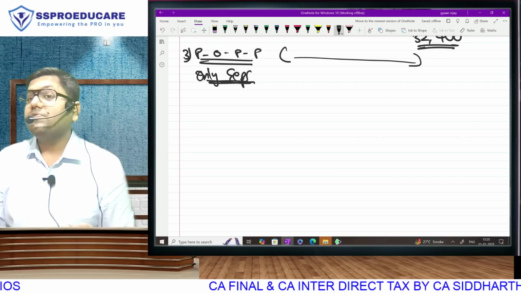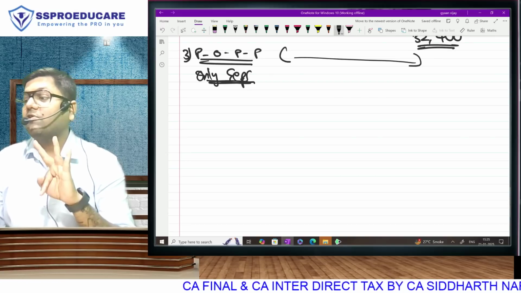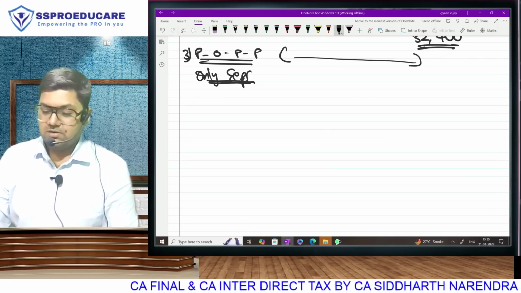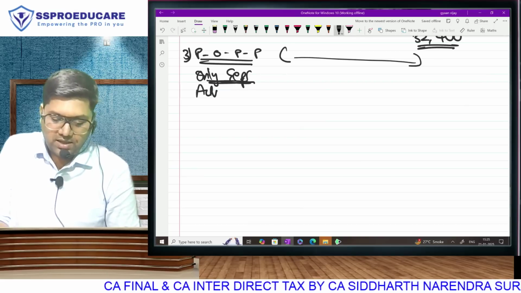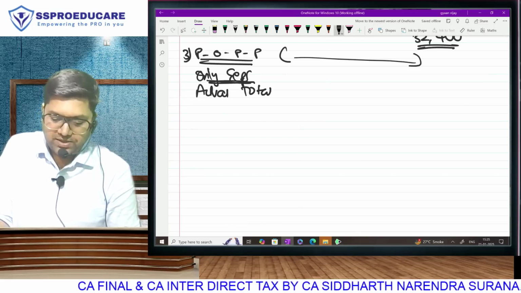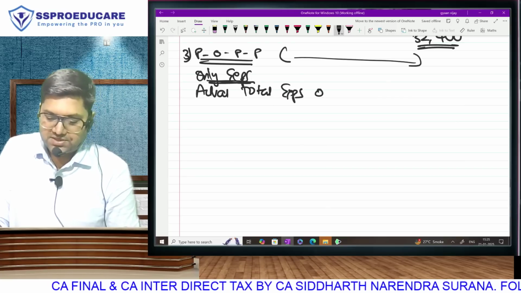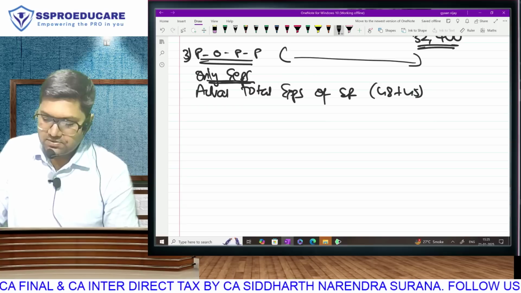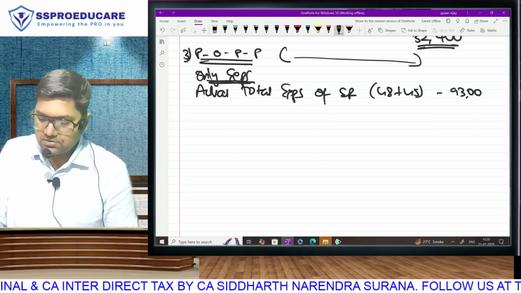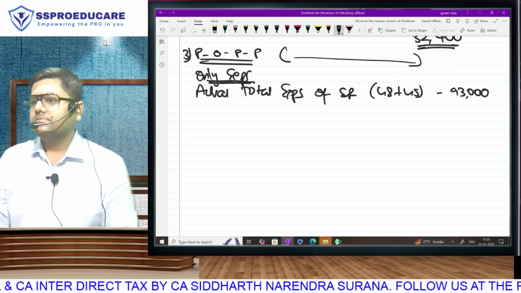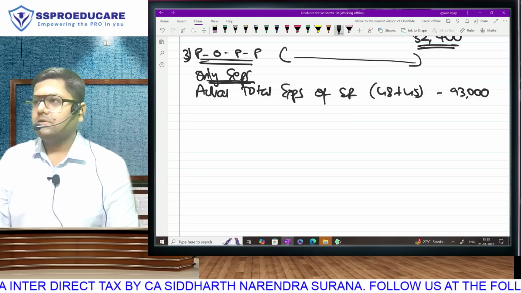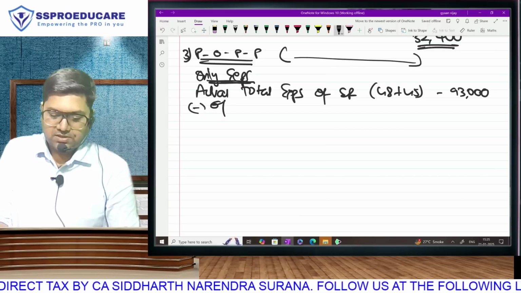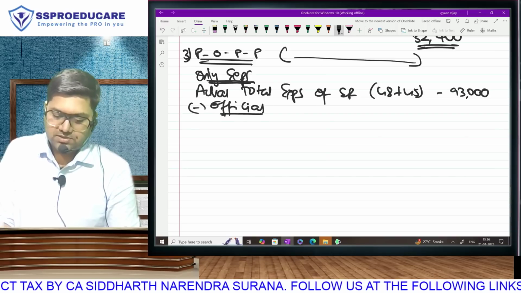So this becomes which case of POPP? First, second or third? Last case. In that last case, what was the valuation? They told you to take actual total expense of the employer. What is the actual total expense of employer? 48 plus 45? 93,000. Correct? From this, what to do? Minus official. This time official is given on notional basis.